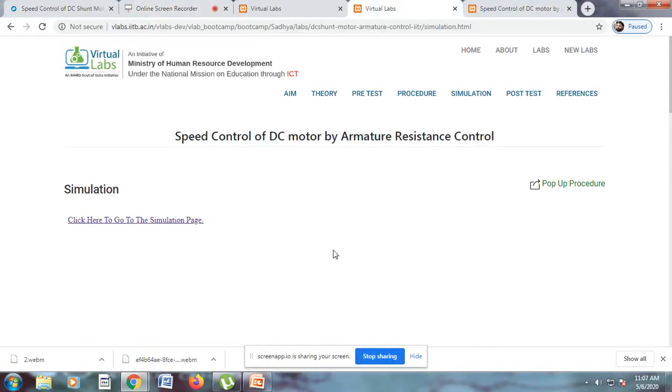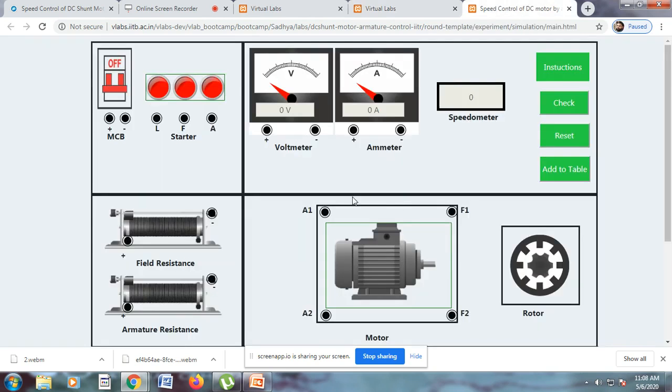Now we perform the speed control of DC motor by armature resistance control, and the apparatus required for the experiment. This is MCB, 3-point starter, voltmeter, ammeter, speedometer, and this is the variable resistance which is connected in series in field circuit, and the another variable resistance which is connected in series with armature circuit. And A1, A2 is armature terminal and F1 and F2 is field terminal.